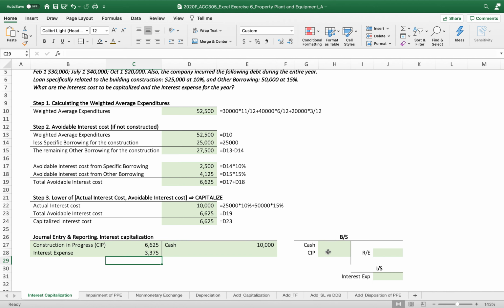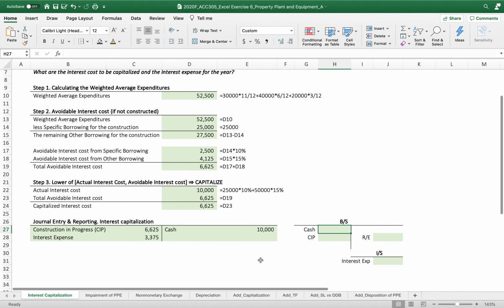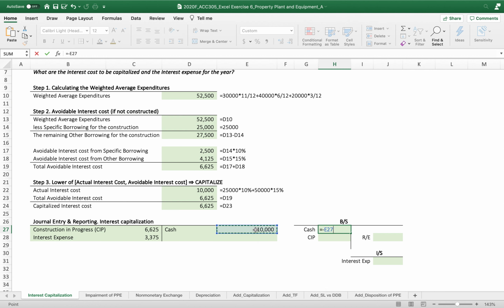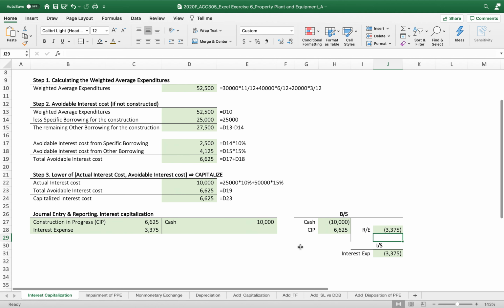Okay, then let's put that information into the balance sheet: cash out, and then CIP increase to capitalize on the asset account, and then interest expense here, negative 3,375. Then, because we don't have any other information, it matches out.